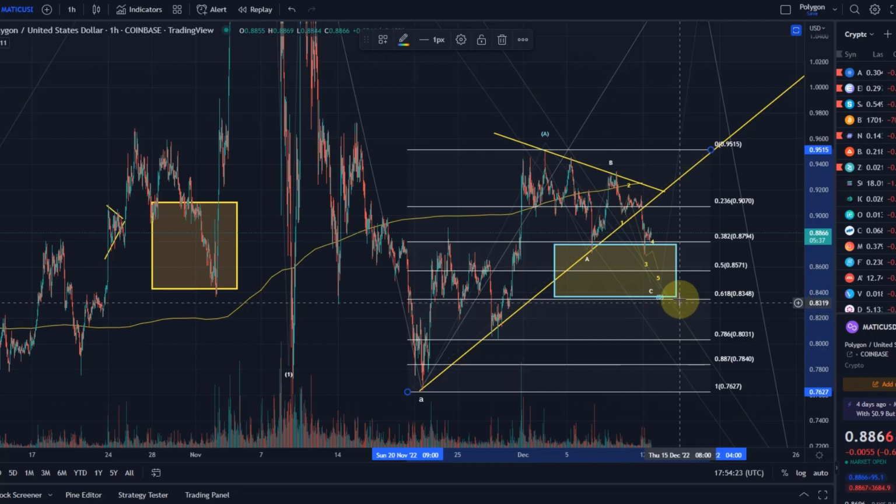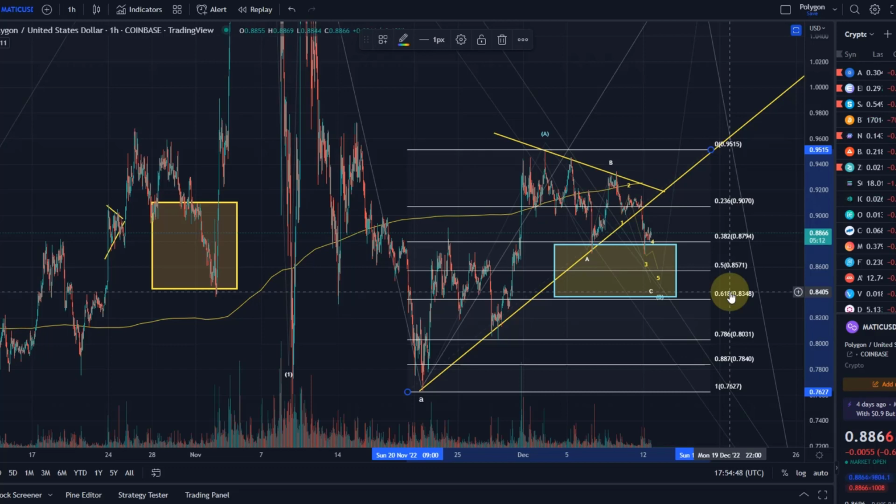If we drop below the 61.8 level, which is 83.5 cents, we could still drop to the 78.6% Fib level, and I could still go with the current count and expect it to be a B wave. But really below that 78.6% Fib level, so below 80.3 cents or 80 cents, I have to consider that we are in the direct sell-off.